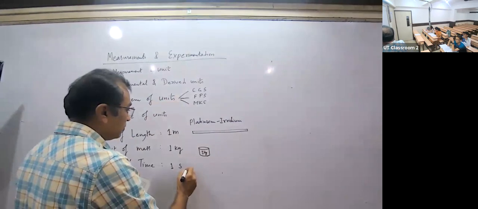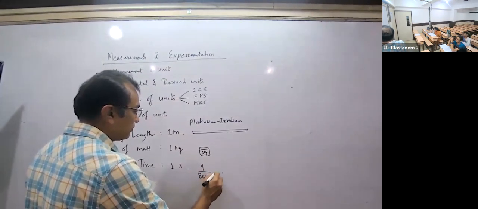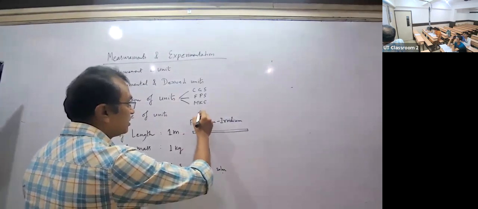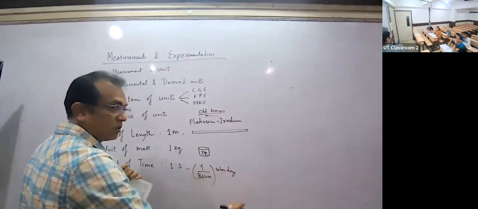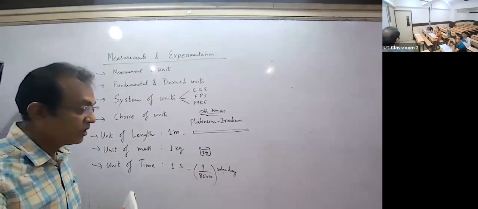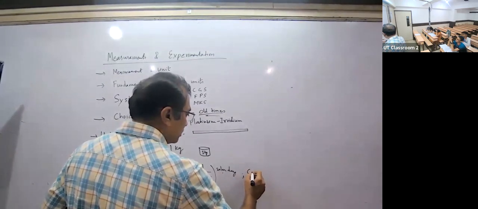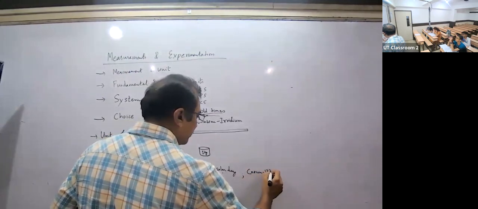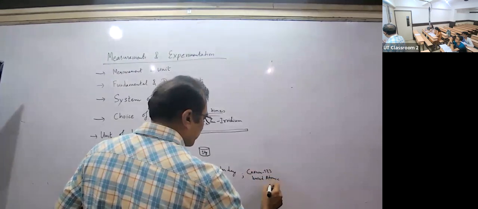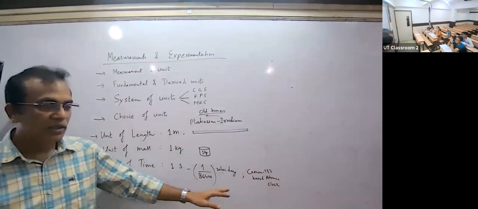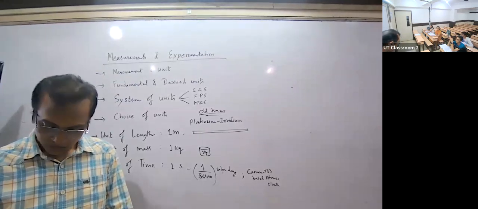Okay. Then likewise for time, what was 1 second? It was 1/86400 part of a solar day. In old times, units were defined like this. Part of a solar day. But now we have it in terms of atomic clock. So now 1 second is in terms of cesium-133 based atomic clock. So today the unit of 1 second is as per so many periods of cesium atom radiation. Okay, so that's this definition.